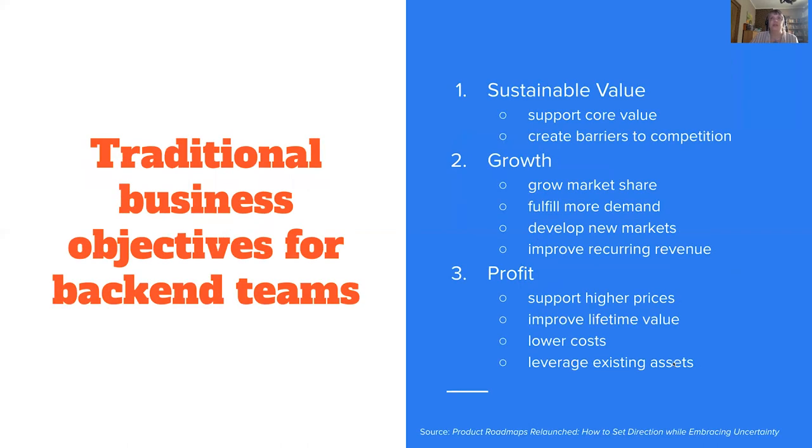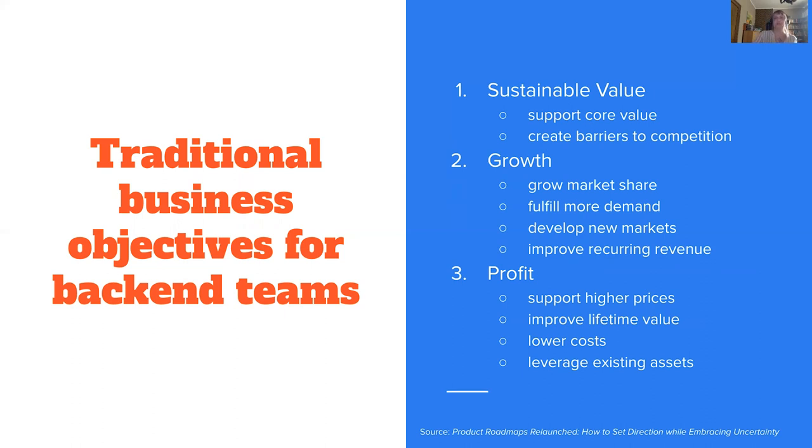Okay, what I want to show you now, so this is a list of traditional business objectives. I took it from a book called Product Roadmaps Relaunch. You have the full title at the bottom of the slide. This is a set of business objectives that are usually valid for any company and any product. So we have the sustainable value category with support core value and create barriers to competition. We have the growth section: grow market share, fulfill more demand, develop new markets, improve recurring revenue. And there's the profit section, where the objectives are support higher prices, improve lifetime value, lower costs, and leverage existing assets.